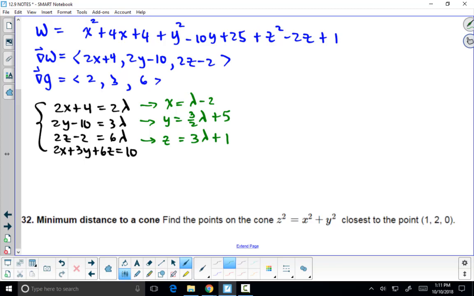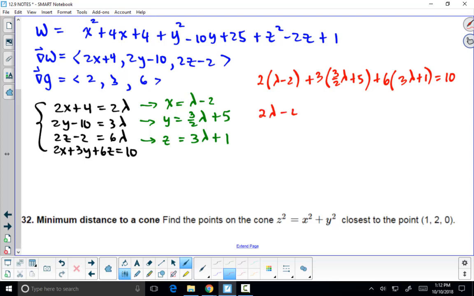So because they're all linear, we can solve for x, y, and z very simply. And then we plug those into our constraint. Plugging those into our constraint down here, we're going to have 2 times the quantity lambda minus 2 plus 3 times 3 halves lambda plus 5 plus 6 times 3 lambda plus 1. And that's all going to equal 10. So that allows us to solve for lambda pretty simply. Distribute, collect like terms, so we'll just keep on trucking.